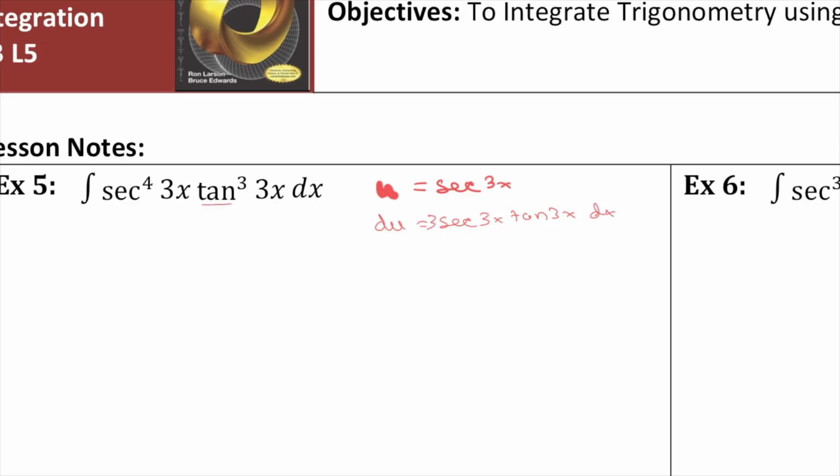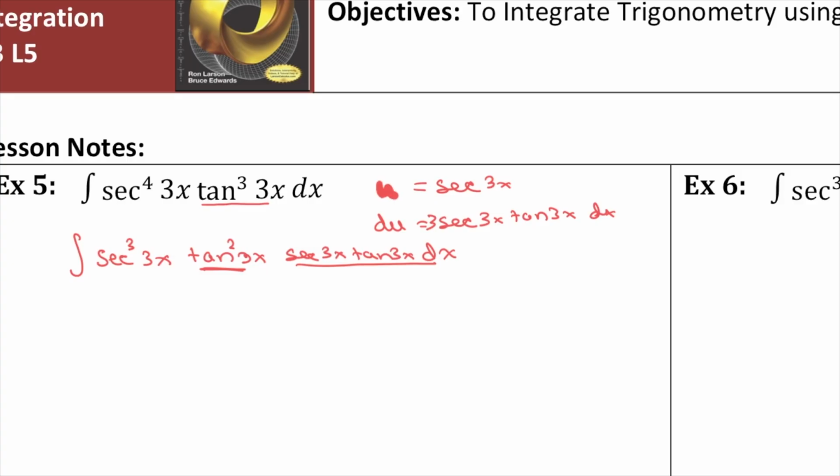So we could do that if we take one of these secants, keep the other 3 together, leave 2 of the tangents together, then we will have a secant 3x tangent 3x that we will be able to use for our du. So that's allowing u to be secant x, but then we're left with this tangent.